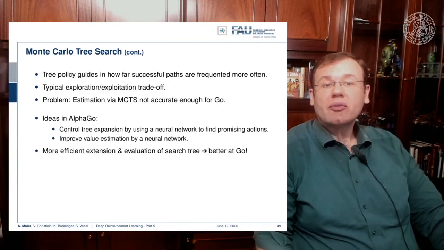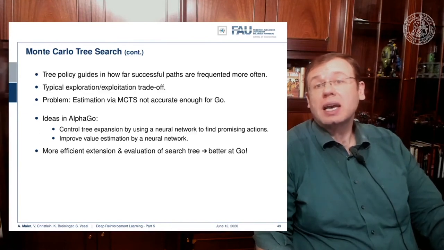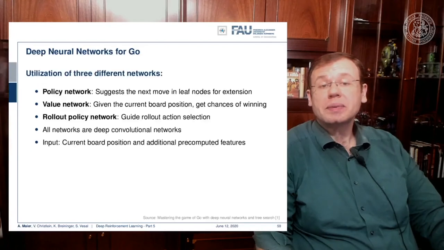So the idea in AlphaGo was to control the tree expansion with a neural network to find promising actions and then improve the value estimation by a neural network. So this is more efficient in terms of extension and evaluation than the search of a tree, and this means that you're better at Go.